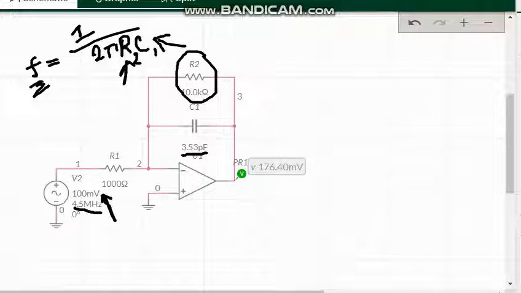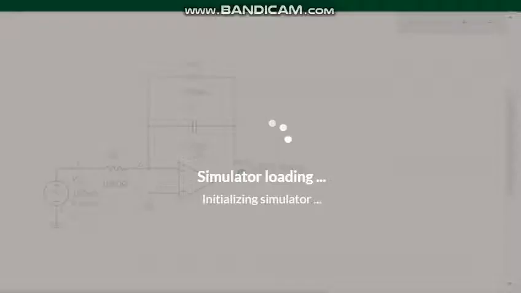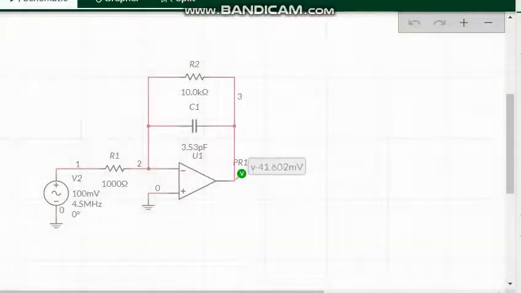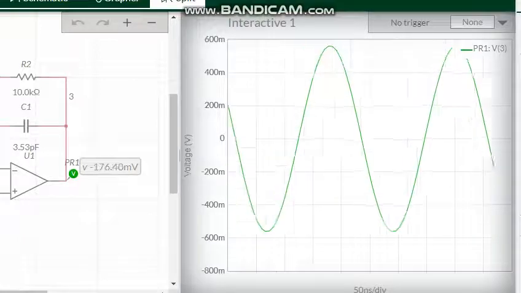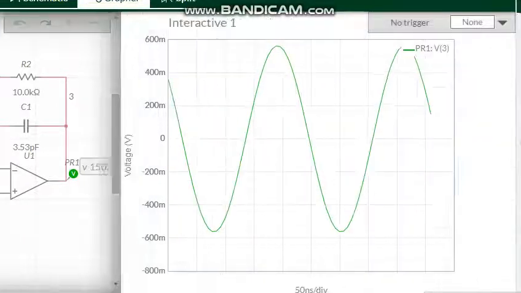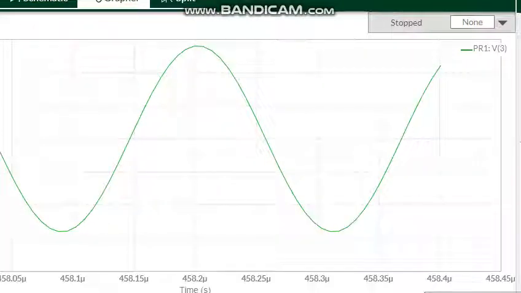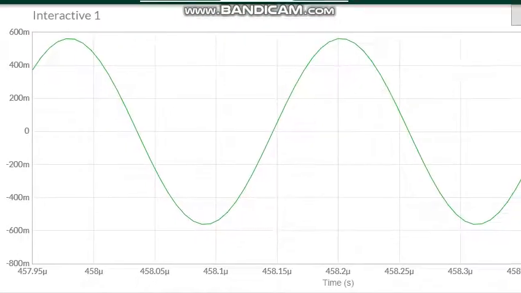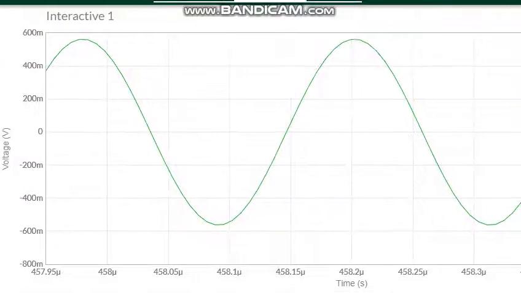Then the simulation comes through. After simulating, it's a very simple integrator circuit. You can draw it on your own. Go to the grapher section. Now I go to the grapher section very clearly. What does integration do? If it is a sinusoidal signal, it will become a cosinusoidal signal, that's all. It will not be different from that.